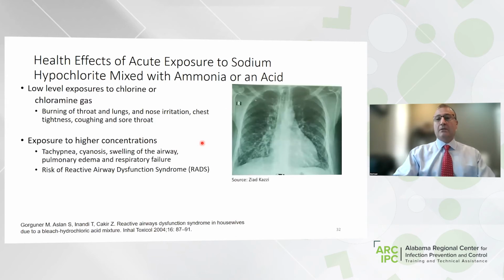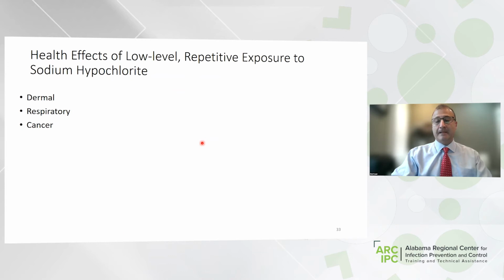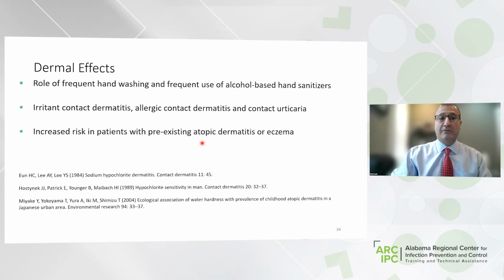This can certainly be a significant problem, especially when you have exposure to a large dose of these chemicals. And you can see here what can happen to the lung after exposure to chloramine or chlorine gas. Now, we're done talking about these severe, large exposures or mixing of chemicals together. Let's talk about the day-to-day use in the last 15 minutes of this presentation. Let's talk about the effects of low-level repetitive exposure to sodium hypochlorite, which is what you and I are exposed to every day. We have to think about the skin, the respiratory tract, and some of the long-term effects.